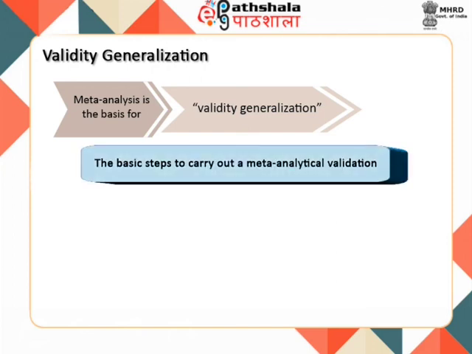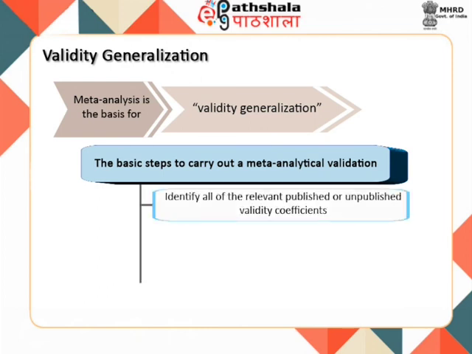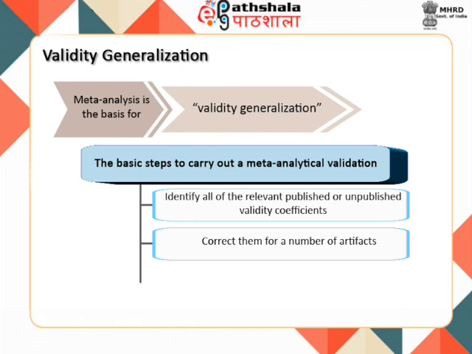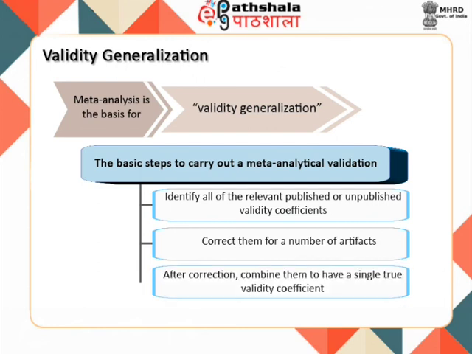The basic steps to carry out a meta-analytical validation process are: identify all of the relevant published or unpublished validity coefficients. Correct them for a number of artifacts like sample size, unreliability of the predictor and criterion, range restriction, etc. After correction, combine them to have a single true validity coefficient. Thus, by using validity generalization, one seemingly does not need to carry out an expensive, time consuming local validation study in a specific context.